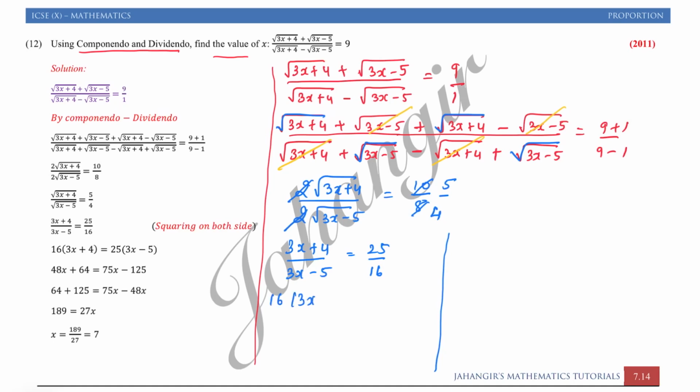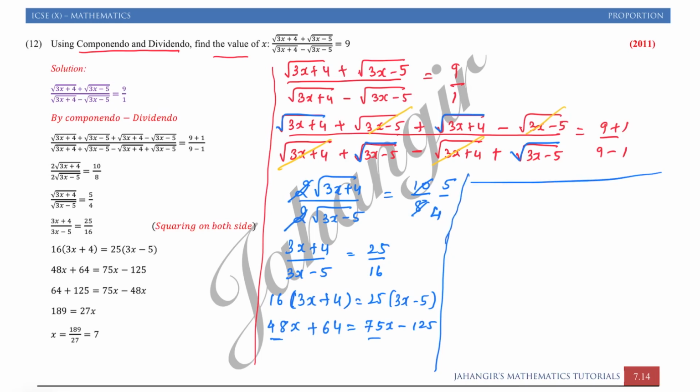16 into 3x plus 4 is equal to 25 into 3x minus 5. Multiply: 16 3s are 48x plus 16 4s are 64. 25 3s are 75x minus 125. Now we will collect like terms.